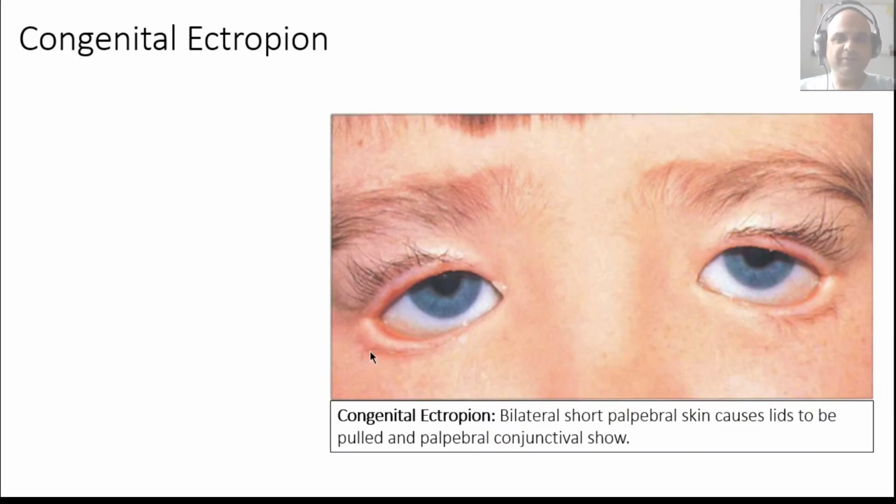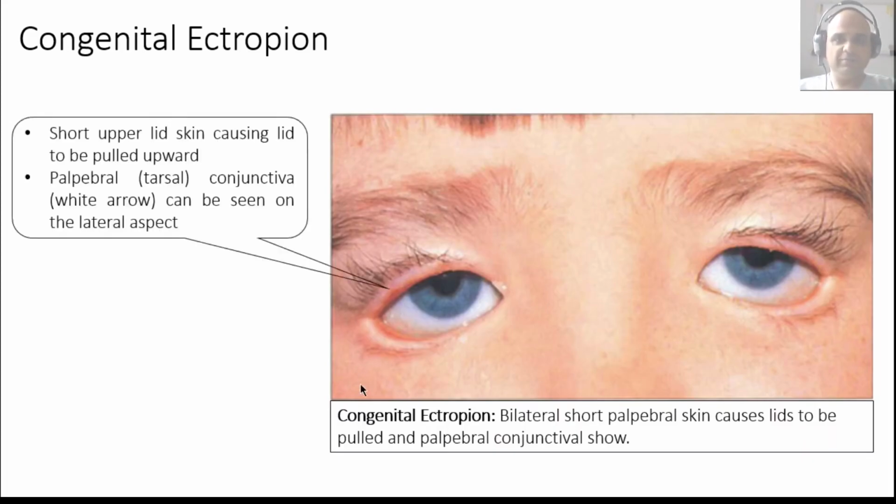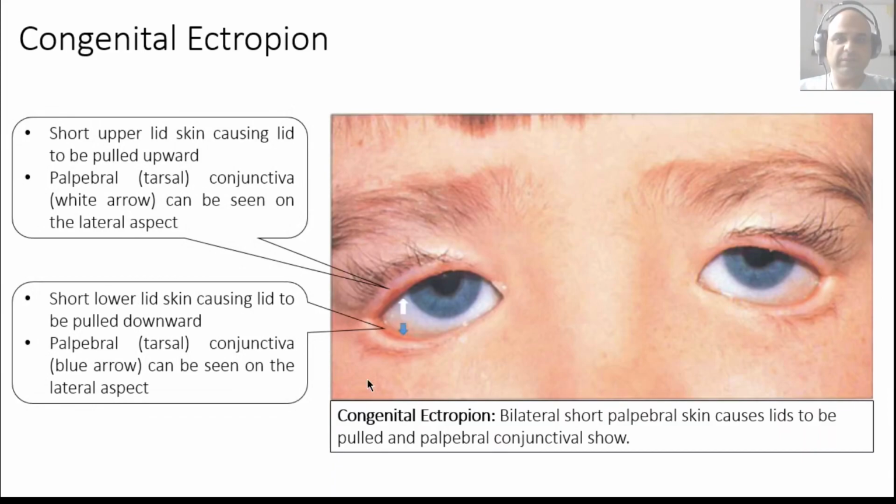And that is because there is very little skin of the eyelid, and the eyelid tends to be directly attached to the cheek, or the eyelid is seemingly attached to the brow in the case of the upper lid. So there's very little skin of the lid itself, and because there is short skin, the lid is pulled excessively, which causes the lid margin to evert or fall outwards. And these arrows are indicating that you can see the palpebral conjunctiva, which you normally cannot see because it is flush against the eyeball.